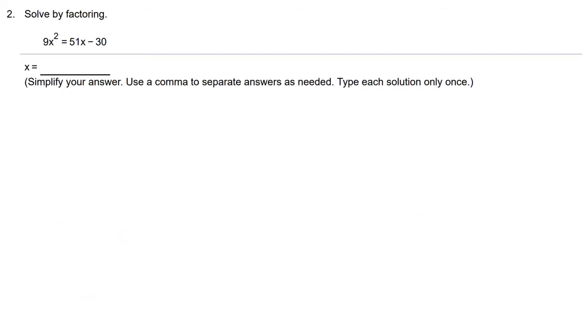Number 2, we're going to solve by factoring. Again, we need to get it equal to 0. I'm going to subtract the 51x, and it's going to make that 9x squared minus 51x. But notice that minus 30 is now going to be plus 30 over here.